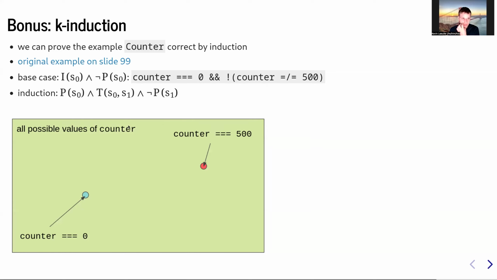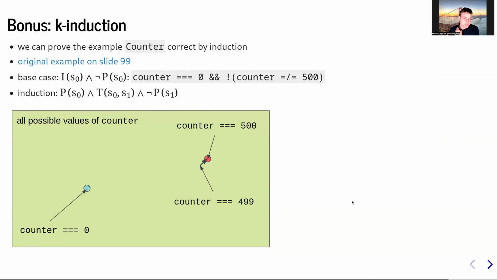If you think about this rectangle, any space in the rectangle that's not the red dot is where we start. Then we take one step of our system, and we see if we can get to 500. So what's the answer here? The answer is that we can actually still violate the property, because we could start at 499, and then if we take a step, we get to 500. So that means we cannot actually prove our property right now.